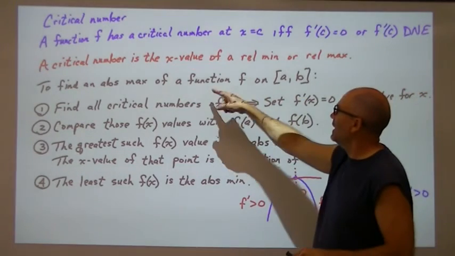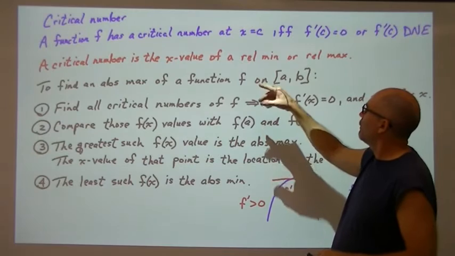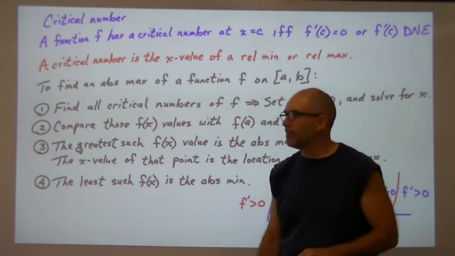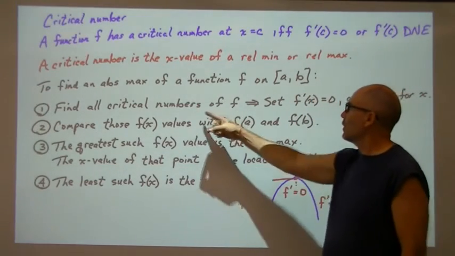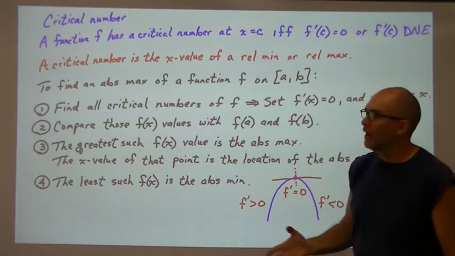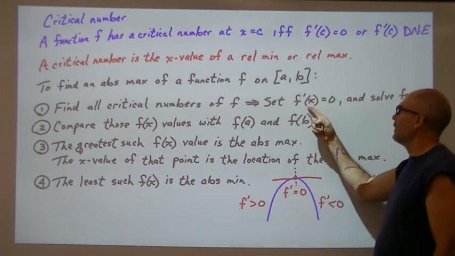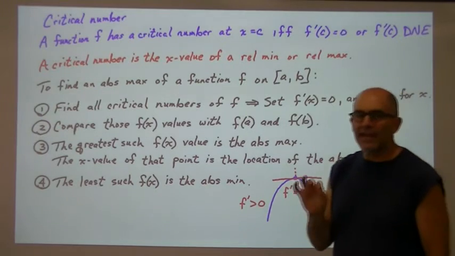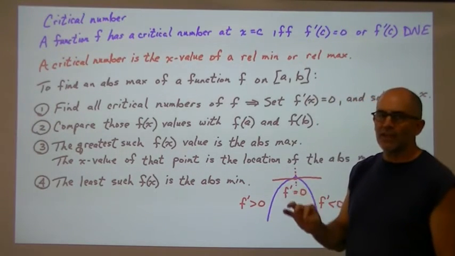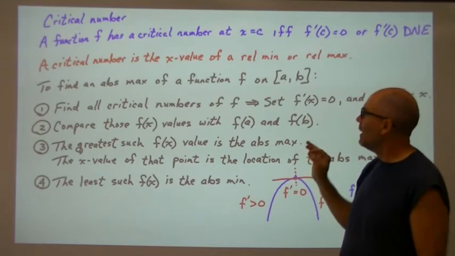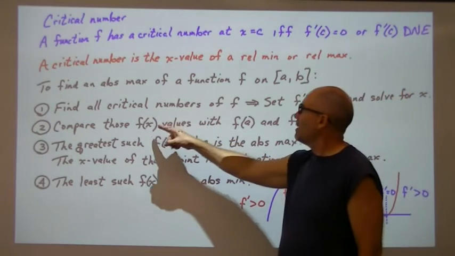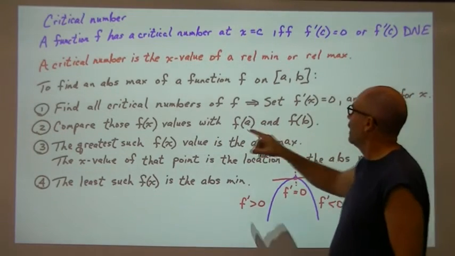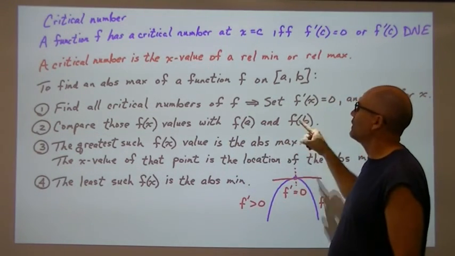Now, how do we find the absolute max of a function on some closed interval from a to b? First thing, we find all the critical numbers. How do we do that? Well, we take the derivative of the function, set it equal to 0, and solve for x. So now we have all the x values where the derivative equals 0. Then, we compare those f of x values with f of a and f of b. Those are the endpoints.